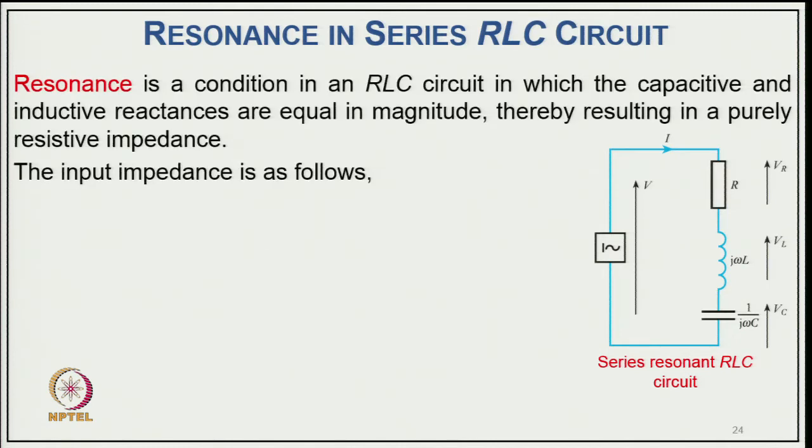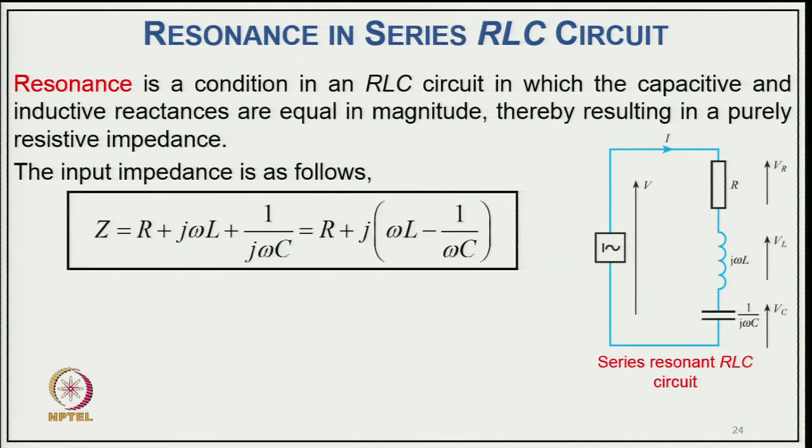So, resonance is the condition in an RLC circuit in which the capacitive and inductive reactances are equal in magnitude, thereby resulting in a purely resistive impedance. The input impedance is as follows. The circuit impedance Z equals R plus j omega L plus 1 upon j omega C, which can be written as R plus j in bracket omega L minus 1 upon omega C.